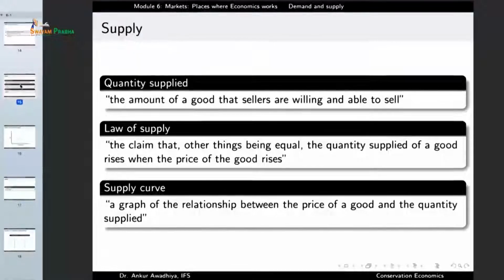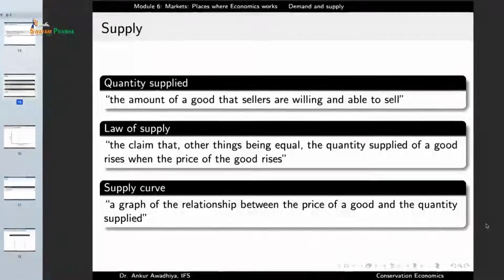Law of supply is the claim that, other things being equal, the quantity supplied of a good rises when the price of the good rises. Now, suppose there is a seller of mangoes. If the price of mango increases, then this seller will be ready to supply more quantity of mangoes, because he wants to maximize his profit. When the price increases, he will supply more mangoes. When the price decreases, then probably he will supply less mangoes. So this is the law of supply. Other things being equal, the quantity supplied of a good increases or rises when the price of good rises.